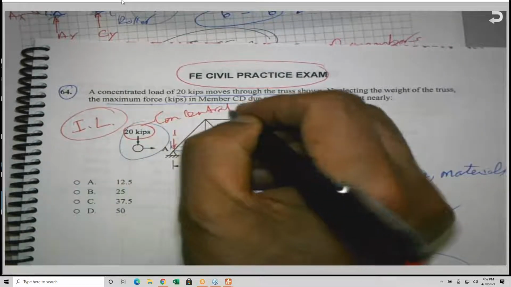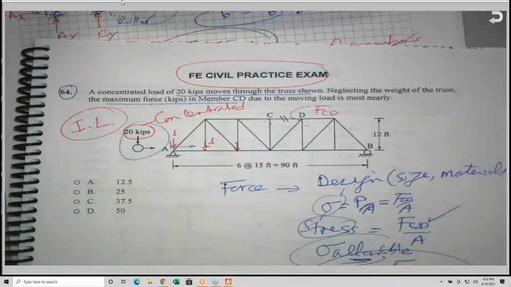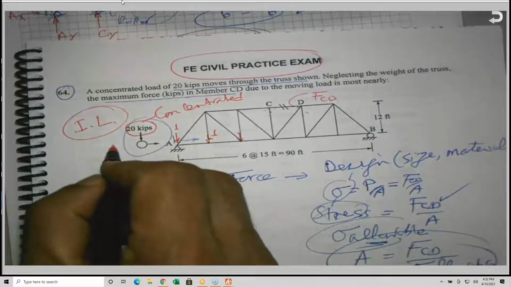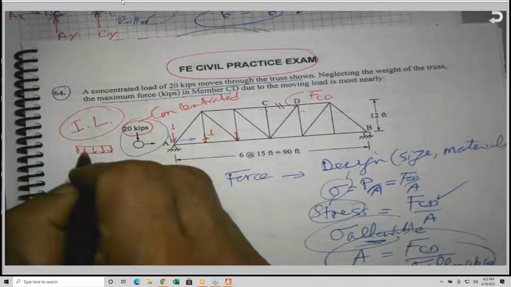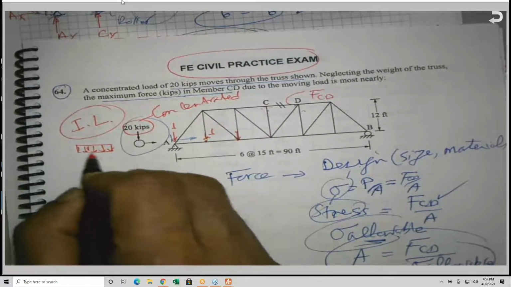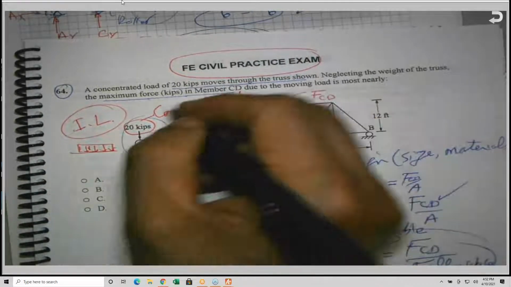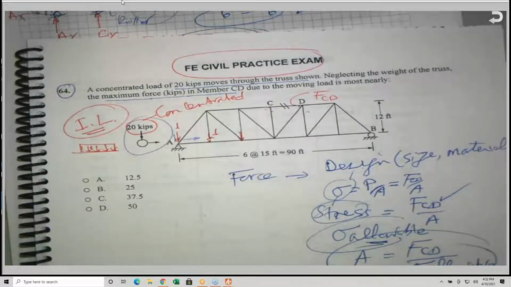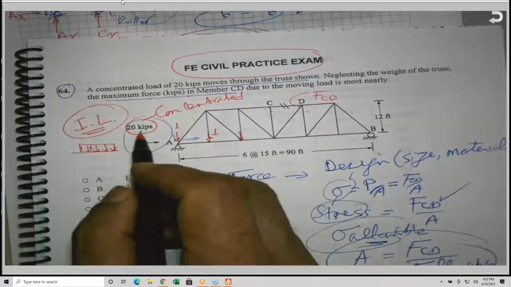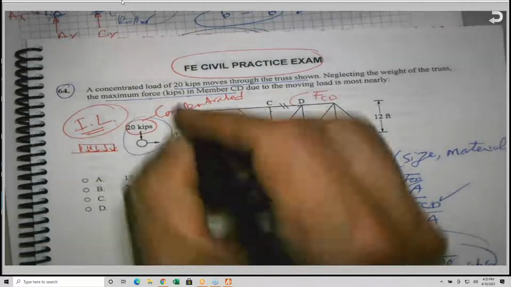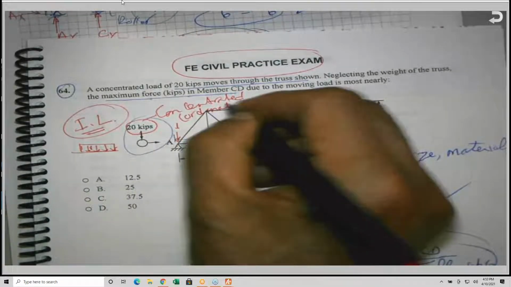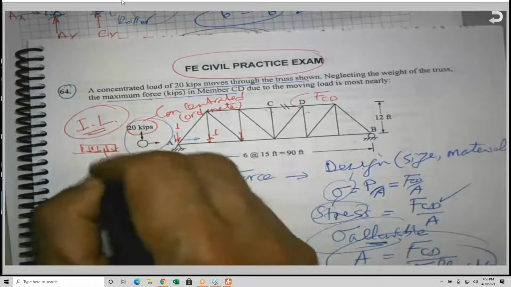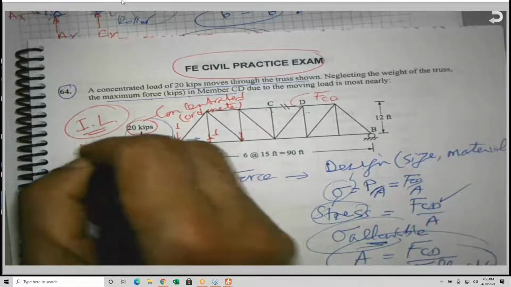For distributed load, we are dealing with area. Sometimes they can give you a load like this, a distributed load, instead of concentrated. So in this case, I still need to draw the influence lines, IL. But instead of dealing with ordinates for concentrated loads, we are going to deal with areas for distributed loads if I know the distributed load. And this will be covered later on.